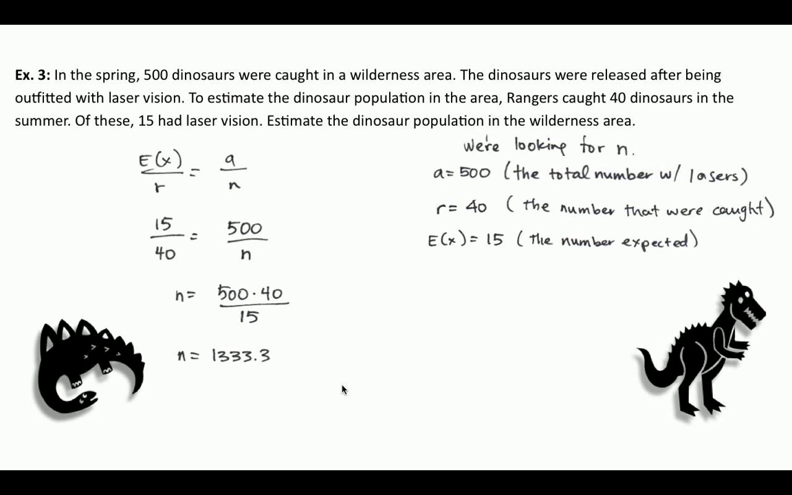This is based on the fact that 500 had laser vision and the proportion of the ones we caught was 15 out of 40. You will definitely see a question like this on your unit test. 100%. Put a star next to it and expect it. That's why this proportional reasoning bit is so critical.